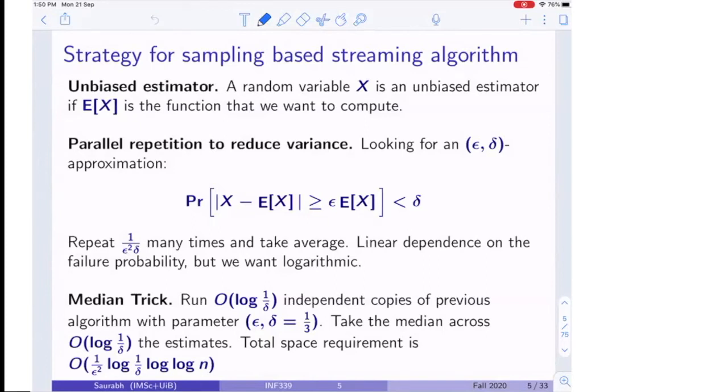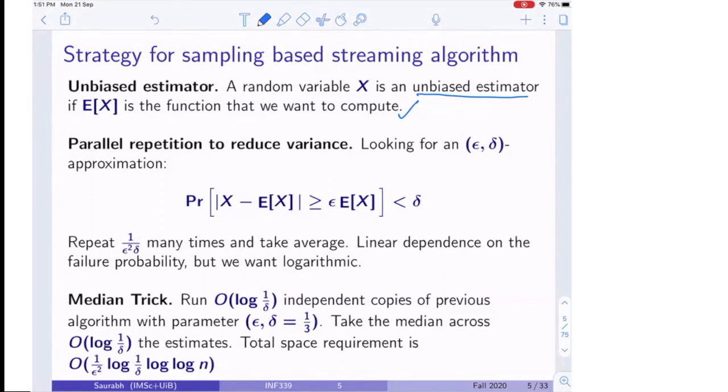We first created a random variable X such that the expectation of X was exactly what we wanted to compute, right? And that is what we call an unbiased estimator. But the unbiased estimator was a very good beginning point, but the probability that it will give you what you wanted was not high. So then we introduced this trick of parallel repetition to reduce the variance.